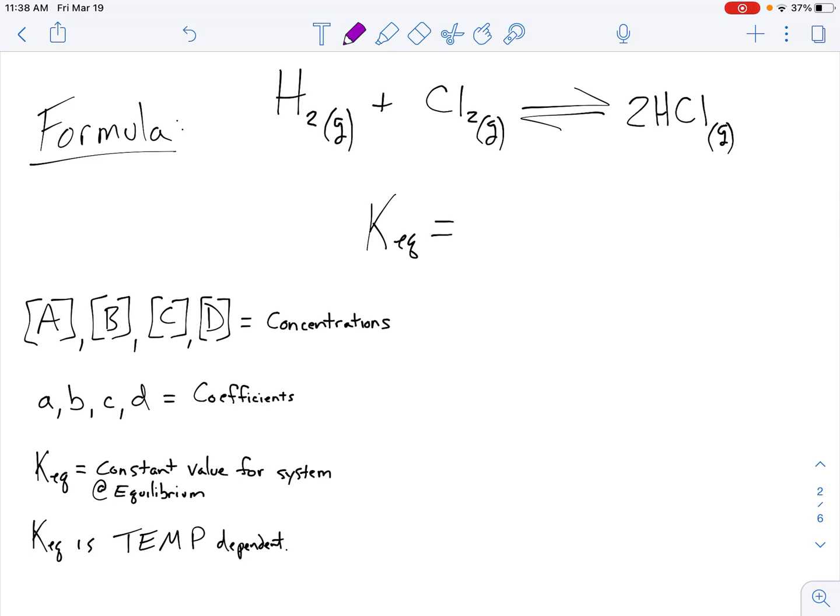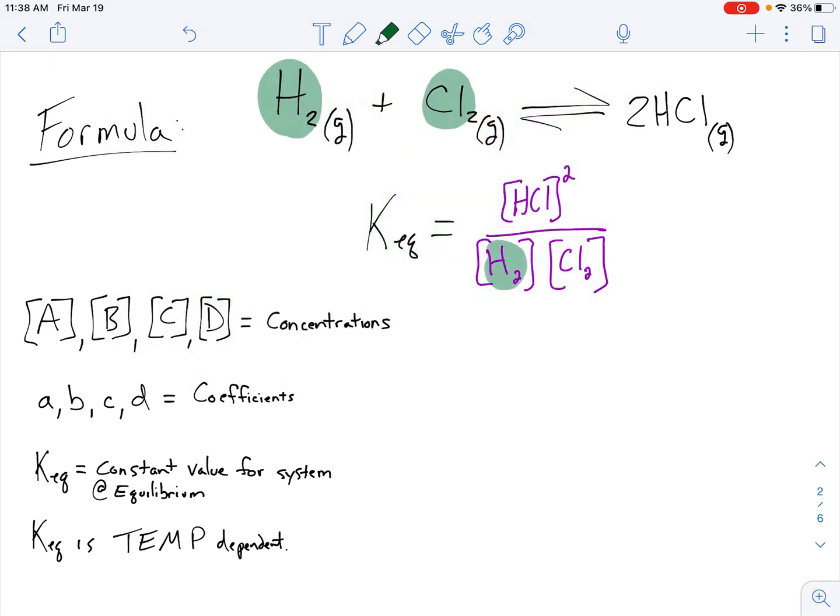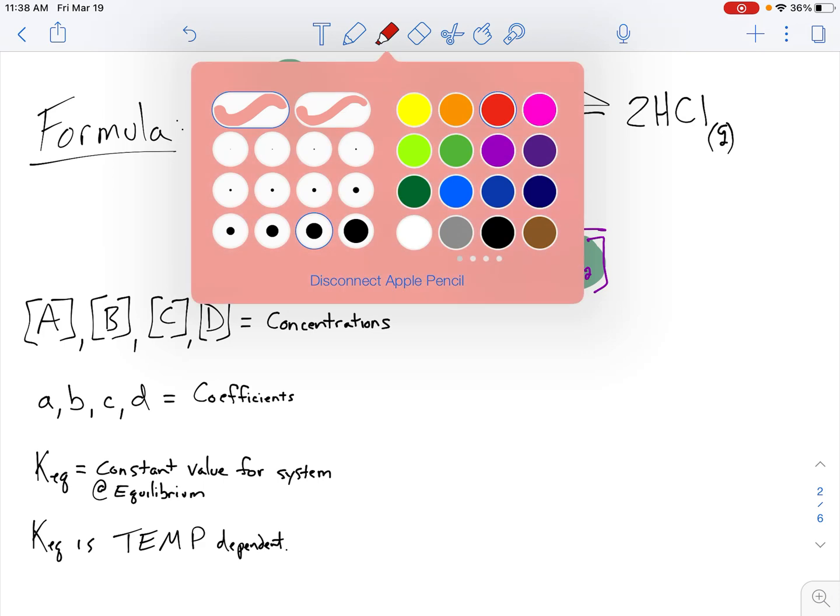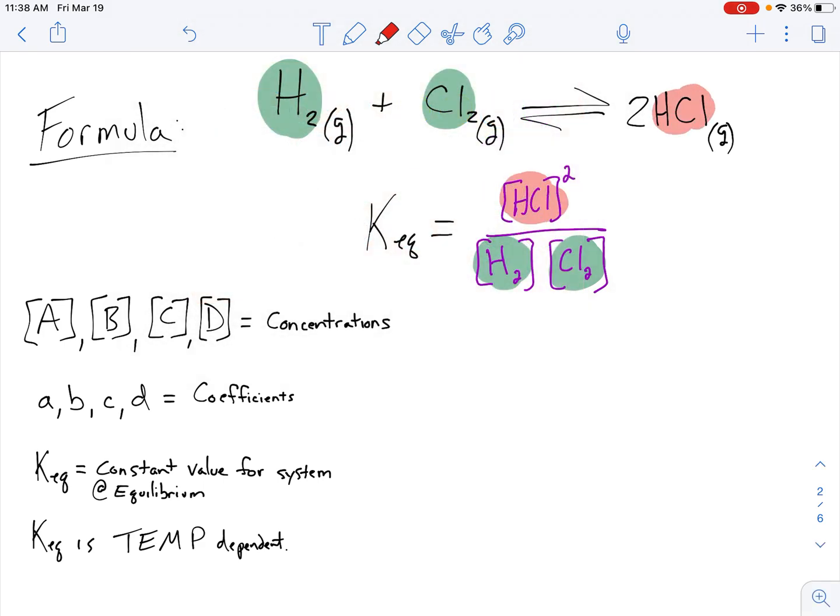So here we are. We have this chemical equation. I'm going to write my KEQ expression, and that's very important because that's required, as [HCl] squared over [H2] times [Cl2]. And just to run through it one more time, here we have our reactants as concentrations, and we have our product, and we have an exponent that was once a coefficient.